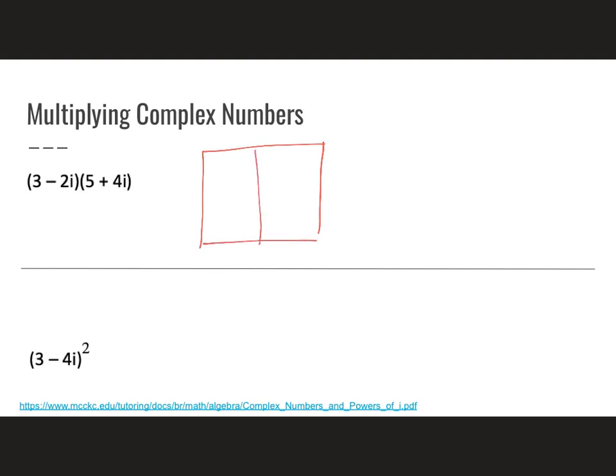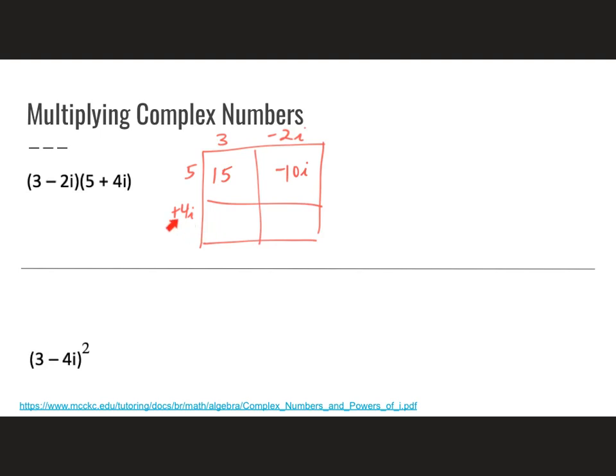So I have a box over here. I'm going to put my first complex expression at the top, so I'm going to put 3 minus 2i at the top. And I'm going to put 5 plus 4i on the side going down. And I want to multiply the sides of my boxes together in order to get what should actually be in each of these smaller boxes. So over here I'm multiplying 5 times 3 together. So 5 times 3 gives me 15. Over here I'm going to be multiplying 5 times negative 2i. So 5 times negative 2i gives me negative 10i.